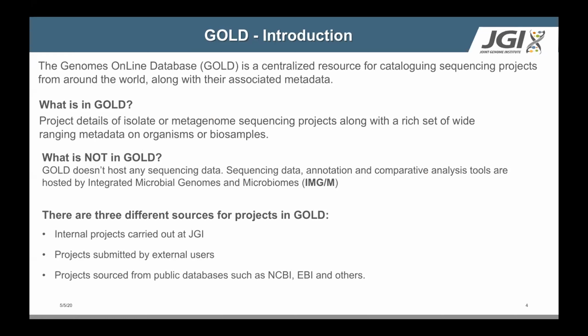What are the different sources for the projects in GOLD, or how are these projects coming into GOLD? So projects carried out here at JGI as part of the community science program are one of the major sources. If you are the lucky few to get your proposals accepted by JGI and have your project sequenced here, those project details are imported into GOLD from our JGI system automatically. So there is no need for the PIs or the PIs' labs to enter those projects into GOLD.